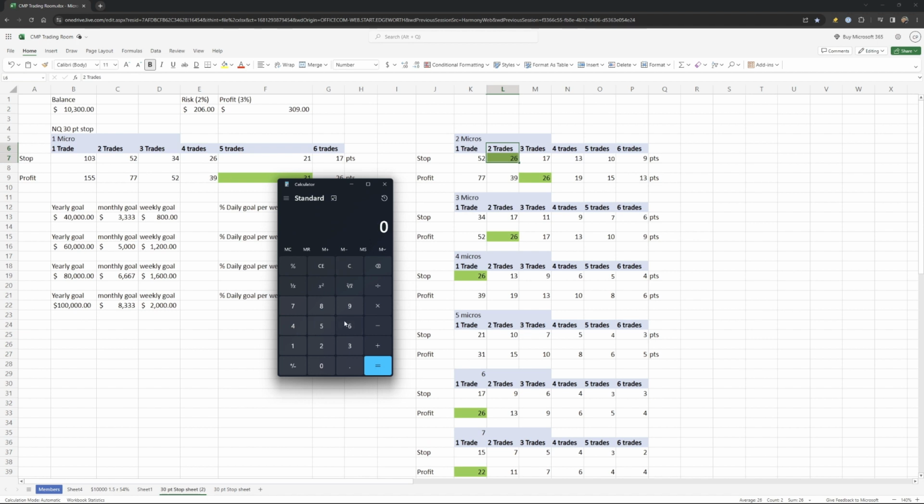Obviously, this isn't me saying I'm going to get stopped out. It's just allowing that risk, allowing that room for the trade. So worst case scenario, 34 points times 2, and then times 3 trades, 204. So that aligns with the stop.